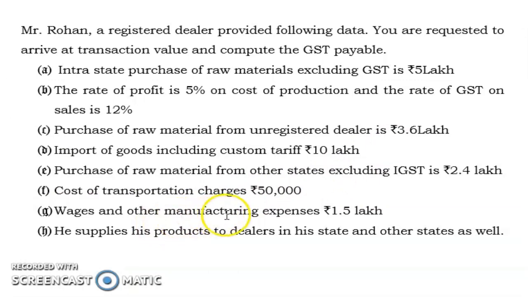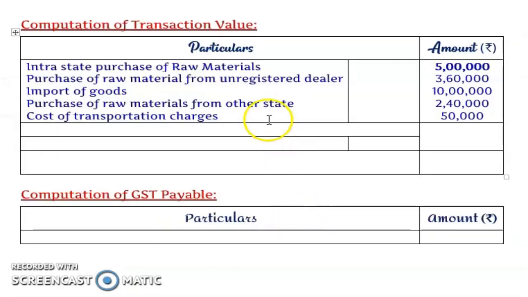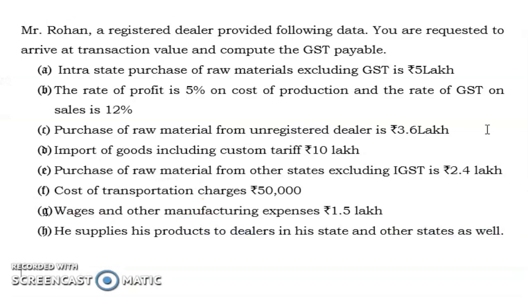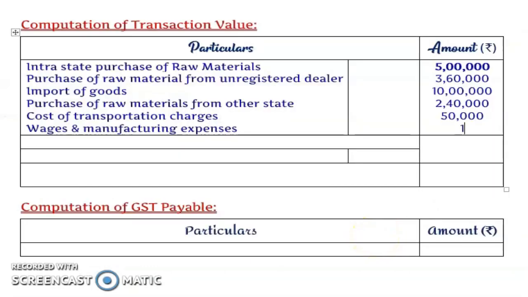Next, wages and manufacturing expenses. Again, for all the goods, or whatever final output has to be made, wages have to be paid to the employees. Along with that, manufacturing expenses also have to be incurred. So we have to consider that as well as part of the production. So that will be our cost of production, 1.5 lakh, which is 1,50,000.